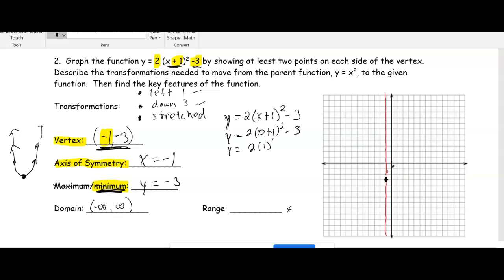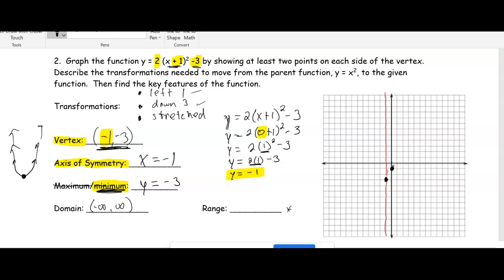in. 0 plus 1 is going to be a 1. We then square our 1. 1 squared is just 1. We do 2 times a 1 to get us a 2, and then 2 minus 3 should be a -1. So what that means, when x was 0 here, we get a y value of a -1. So go to your graph. Right here at 0, -1, you're going to plot a point.